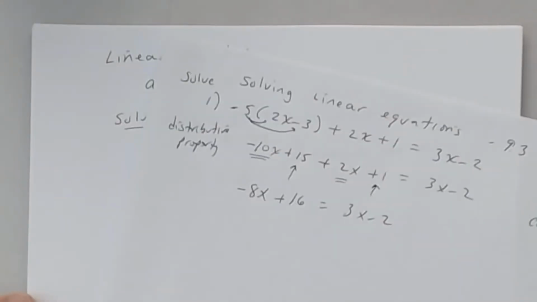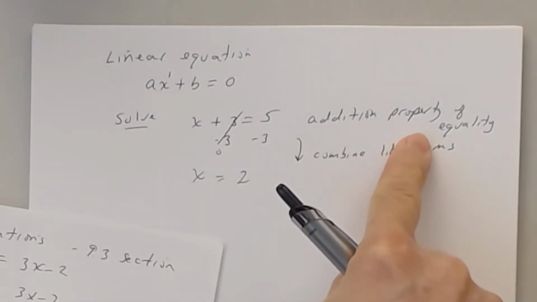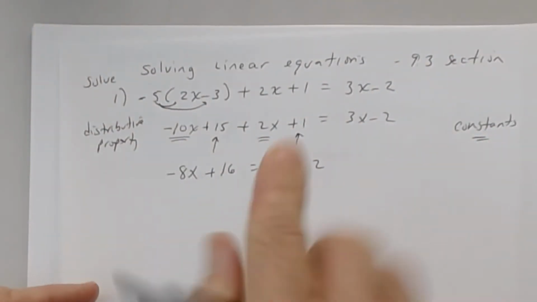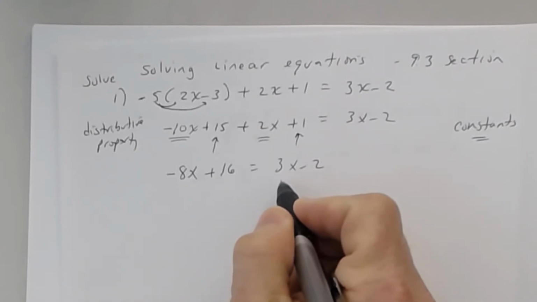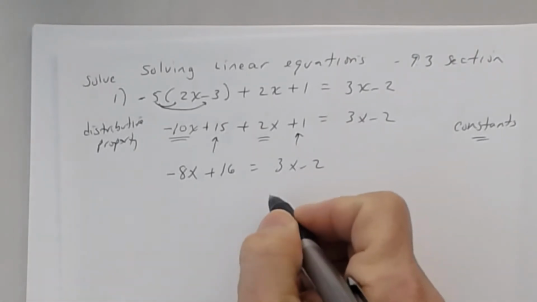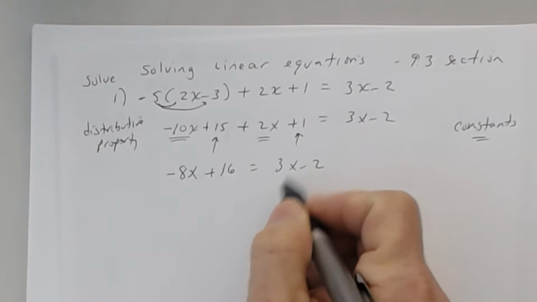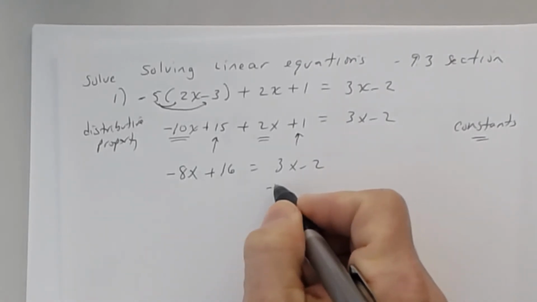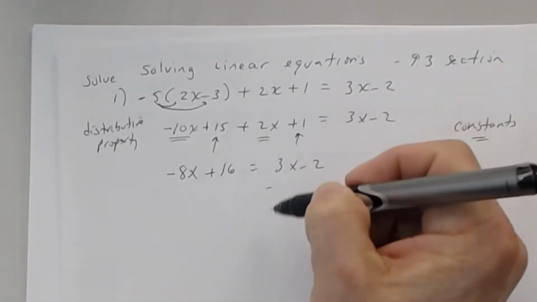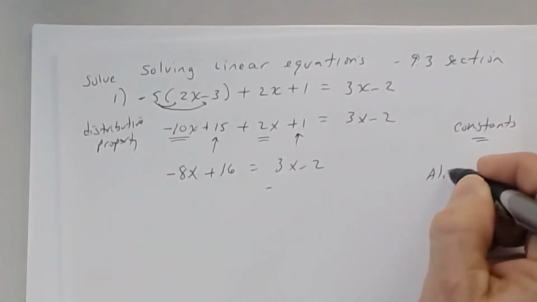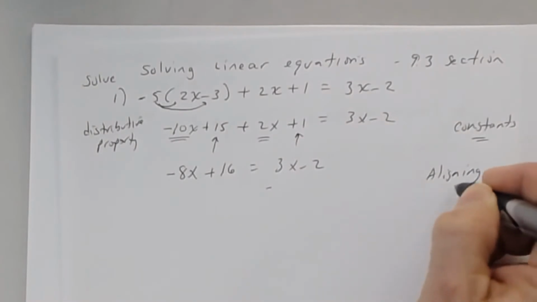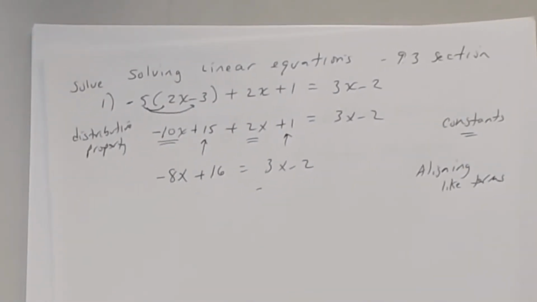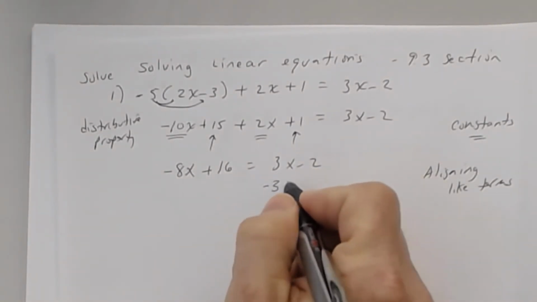So remember that addition property of equality, that's what you're going to use next. So if I want to get rid of 3x, is adding 3x going to help me? No, because 3x plus 3x is 6x, right? I want to get that to be a 0. So what should I do? All right. Now notice that I'm aligning my like terms to make it easier for me. So I'm going to subtract 3x here.